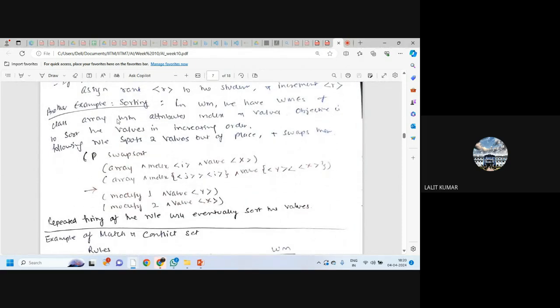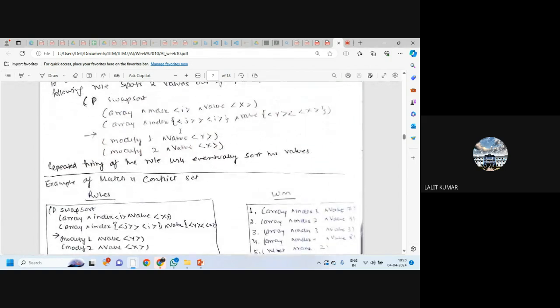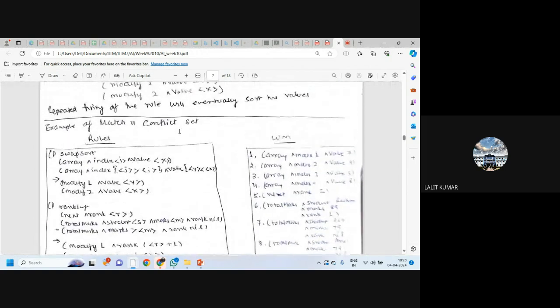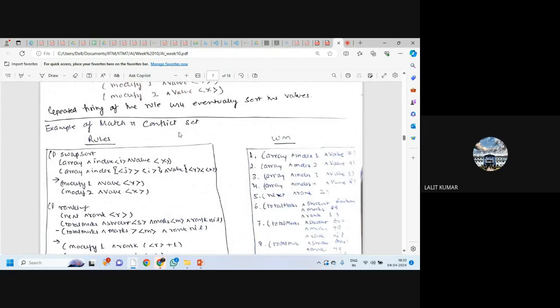So here the professor gave another example of sorting. You can go through that. It is easy. Here he gave an example of match and conflict set.